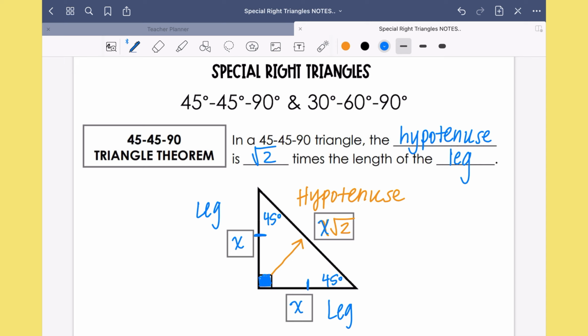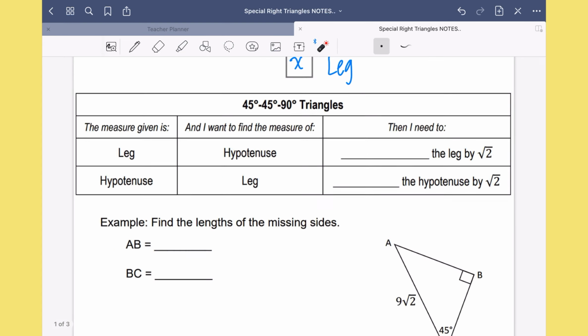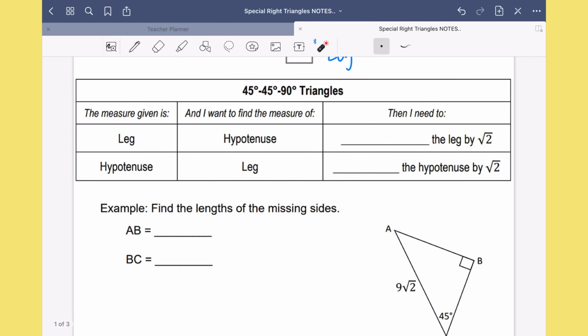So let's look at an example. This table is going to be given to you to help you figure out how to find the missing sides. So let's read this first before we do the first example. It's pretty easy to read. If your problem gives you the leg and you want to find the measure of the hypotenuse, then you are going to multiply the leg by the square root of 2.